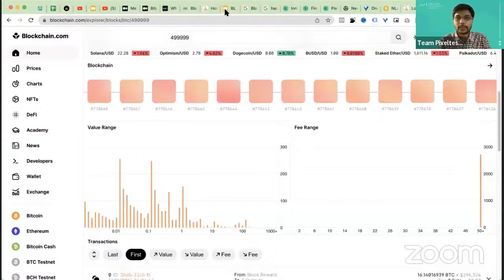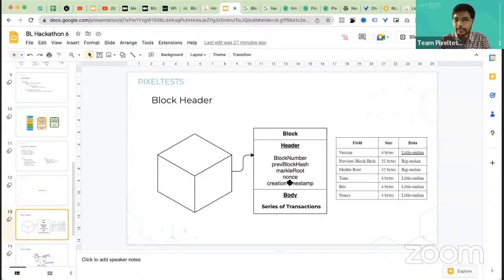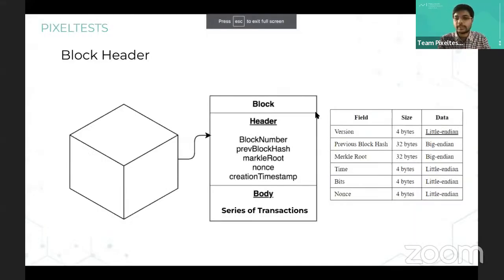If we come back to our presentation, considering this as block 4,99,999, that is the block number, and there are 2,700 transactions in this block, right? There's also the header, and in that header all these other inputs are there. This is what we saw and validated in our previous session. You can go through the actual lecture by the professor, or watch this in the revision hackathon, where we have covered each block in more detail, right?